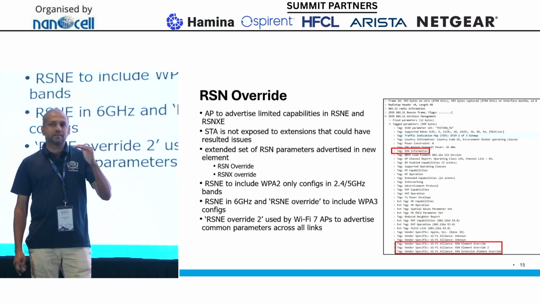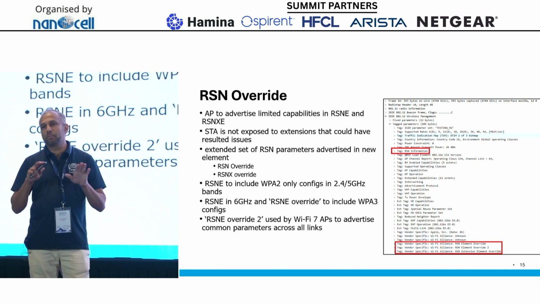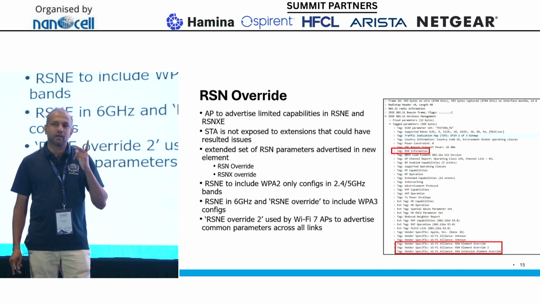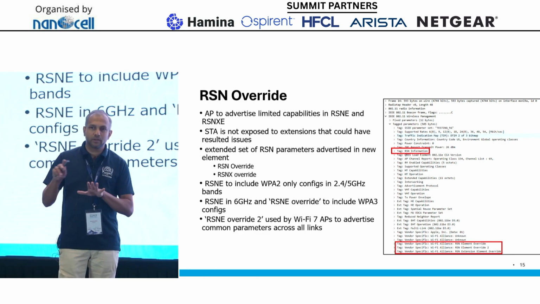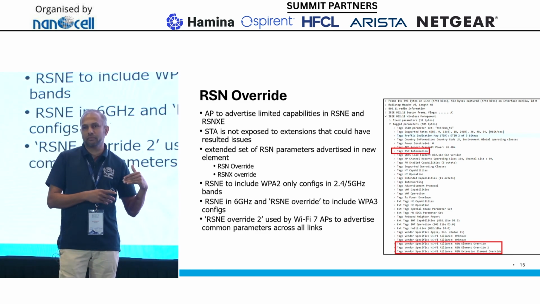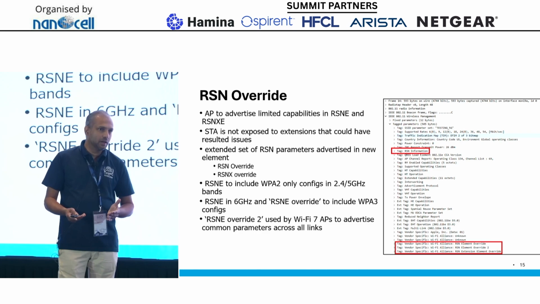That means in the RSN element, you don't advertise multiple AKMs. You advertise only the WPA2 AKM, one cipher suite, one AKM. That way, all your legacy clients will be happy because they don't see multiple AKMs, they won't get confused. But then how do the WPA3 clients know this SSID is configured for higher security? You need to look for the override element.